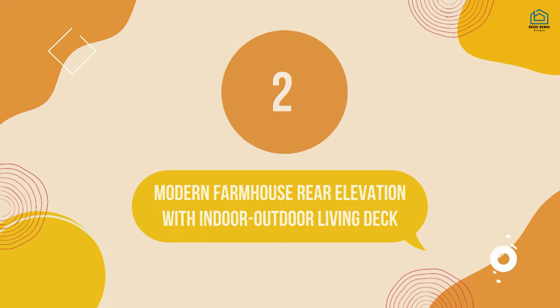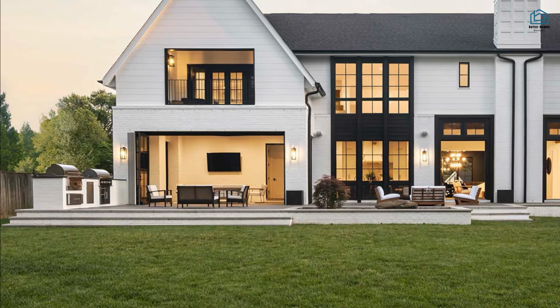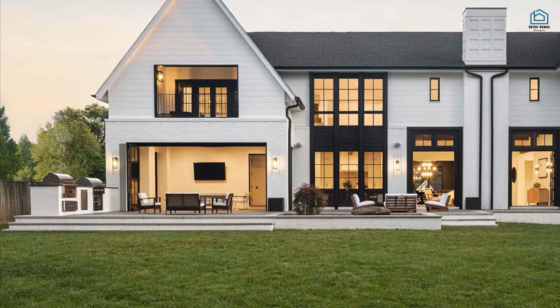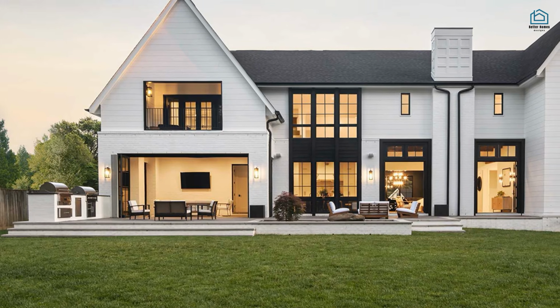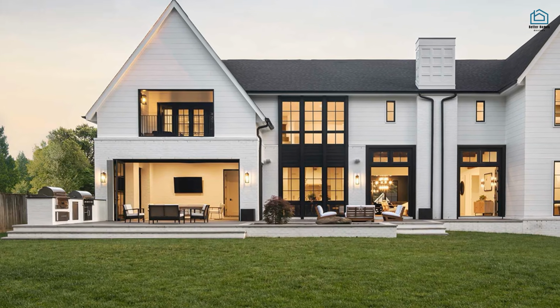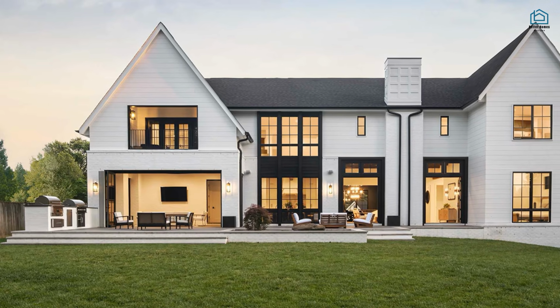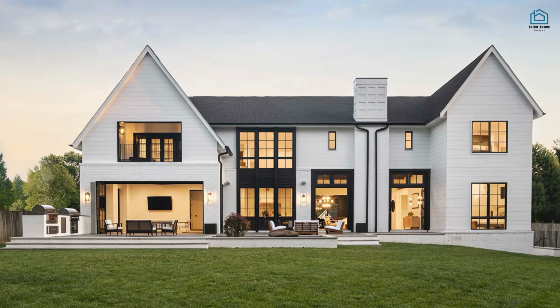Two, modern farmhouse rear elevation with indoor-outdoor living deck. A brilliant display of modern farmhouse architecture featuring pristine white vertical board and batten siding offset by bold black window casings and matching trim. The layout emphasizes seamless outdoor entertaining with massive glass pocket sliding doors opening onto an expansive timber deck, complete with an integrated outdoor kitchen and covered porch.